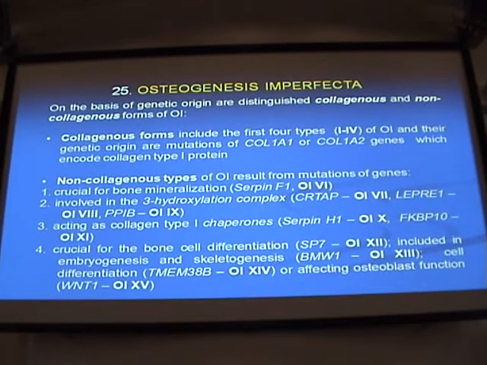On the basis of genetic origin, collagenous and non-collagenous forms of osteogenesis imperfecta are distinguished. The collagenous form includes the first four types, and their genetic origin are mutations of the COL1A1 or COL1A2 genes, which encode collagen type 1 protein. Non-collagenous types of osteogenesis imperfecta result from mutations of genes crucial for bone mineralization.